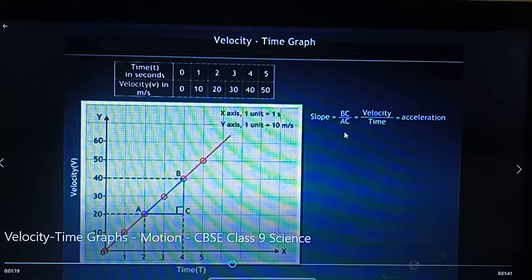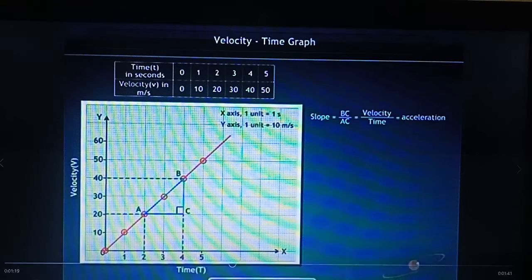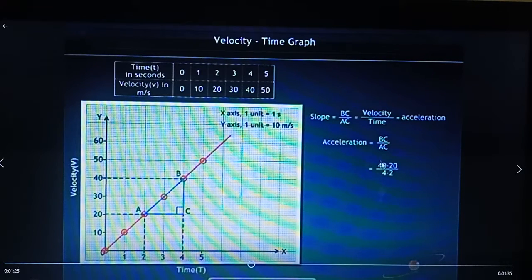Unlike in the previous case we have done, it is velocity upon time. BC is 40 minus 20 and AC is 4 minus 2. Now let's see what is the value of acceleration we get. It is equivalent to 10 meter per second square.